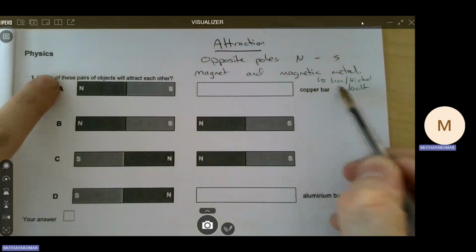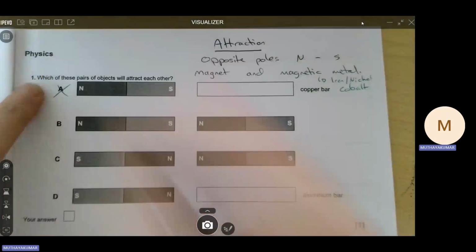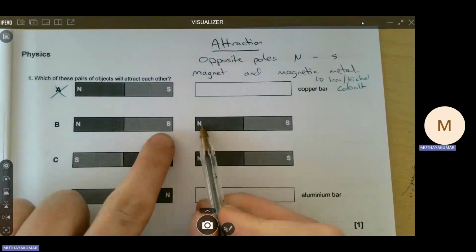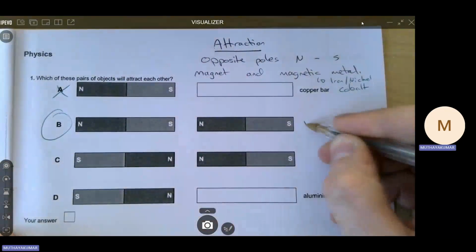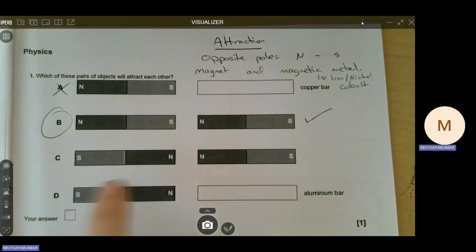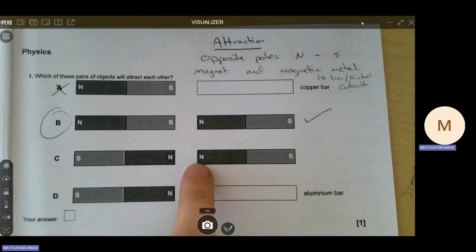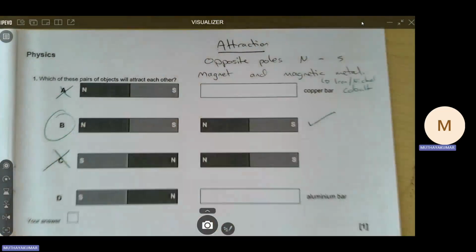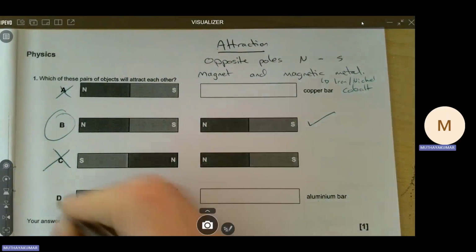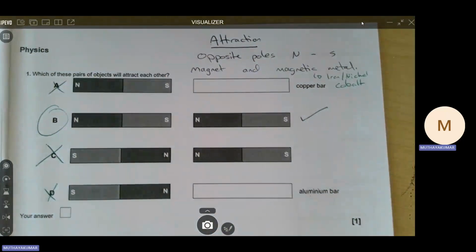So clearly this is copper. That is not one of those metals. It's not A. B, we've got a south and a north pole. So it absolutely is B. We'll just double check. It's always worth double checking. North and a north pole, absolutely not. And this one, aluminium, is not a magnetic metal.